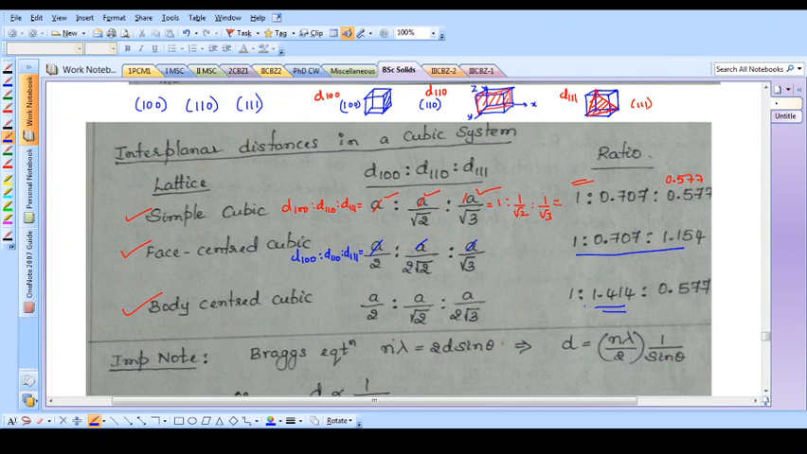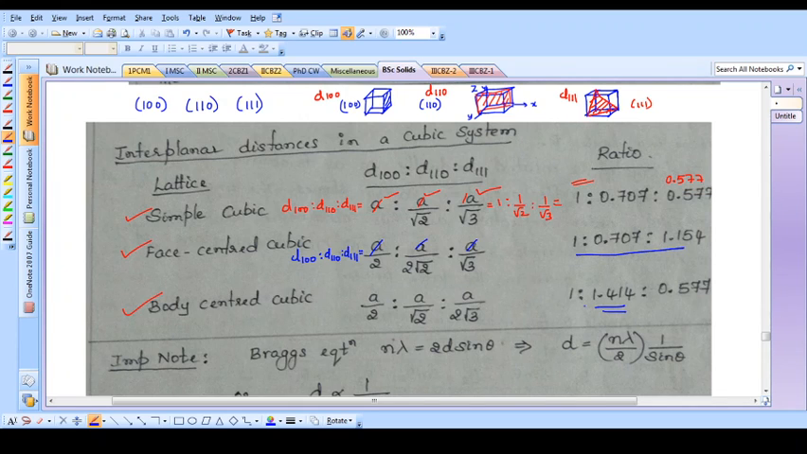So what importance does this information have? Suppose in an experiment I am able to find out the distances D100, D110, D111 and take the ratio, then it is possible to find out the lattice. For example, I will take a crystal and perform the X-ray diffraction experiment, find out the three distances D100, D110 and D111 and also find the ratio.